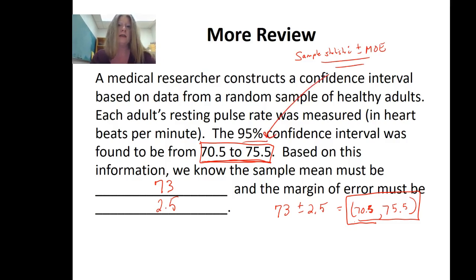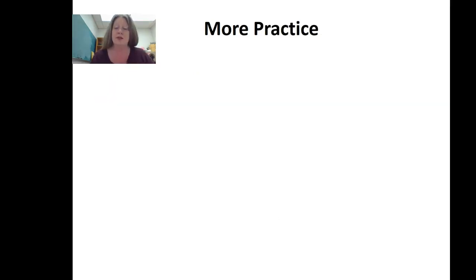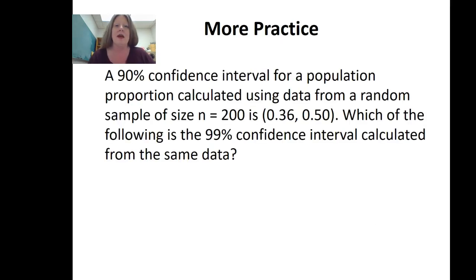Okay, so let's try another problem so I can challenge you a little bit more. You'll love this one. It's a little bit more difficult. Let's say that we have a 90% confidence interval for a population proportion. We've calculated this based on data from a random sample of size 200, and the interval ends up being from 0.36 to 0.50. Which of the following would be the 99% confidence interval calculated from the same data?